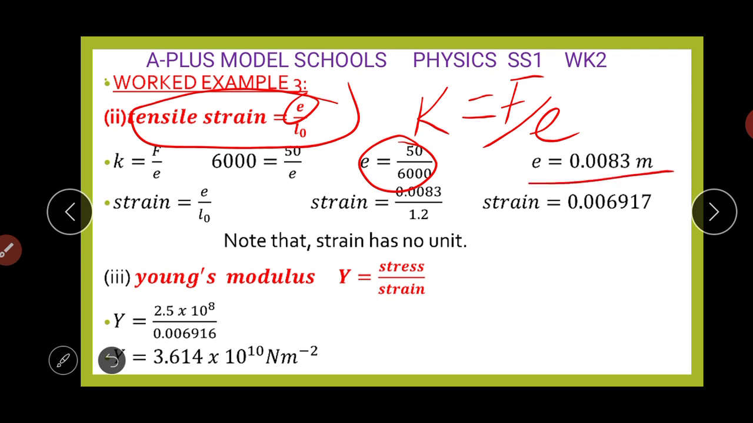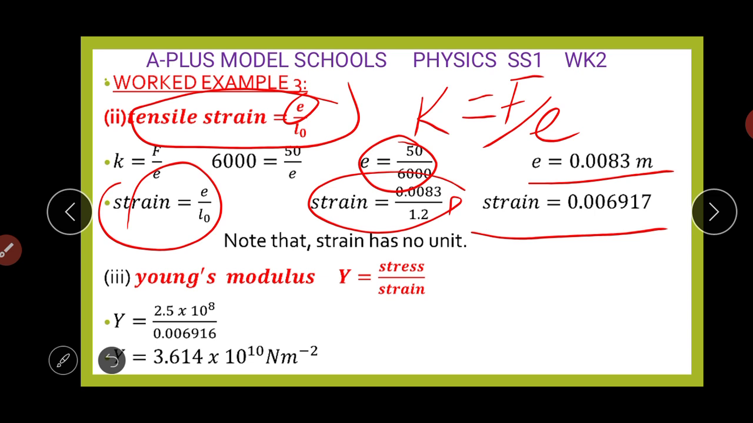So we now use the strain equals extension over original length. The original length has been given to be 1.2. So we have the strain to be this. Don't forget, a strain has no unit. Why? It is the ratio of two lengths. Extension is a length. The original length is a length. So length over length will cancel out. So a strain has no unit, but stress has Newton per meter square as a unit.